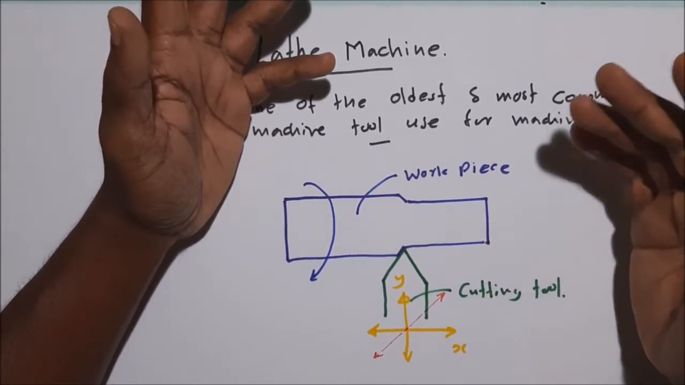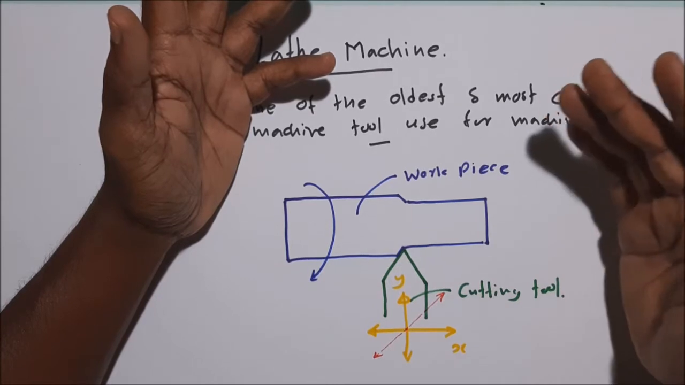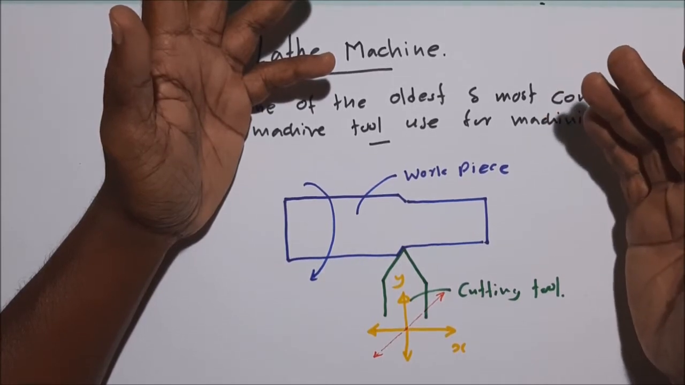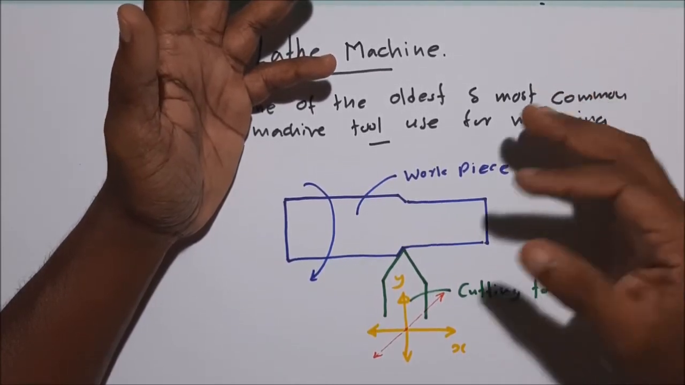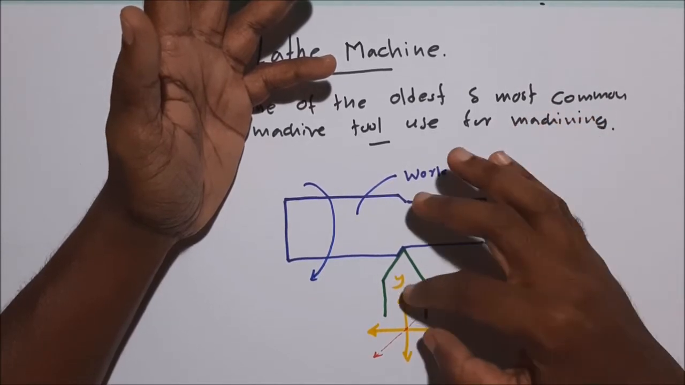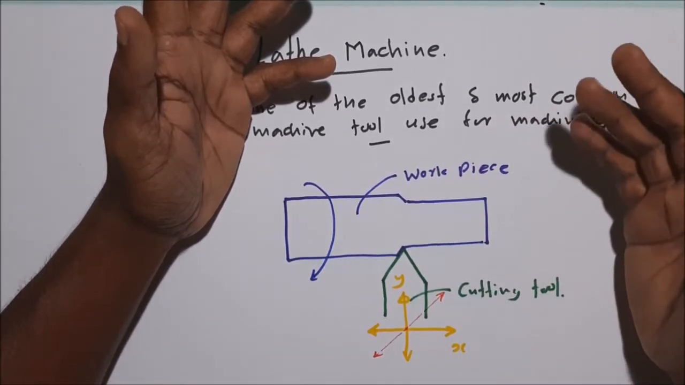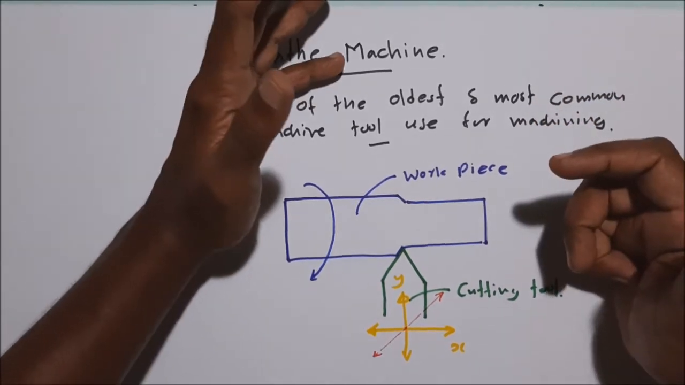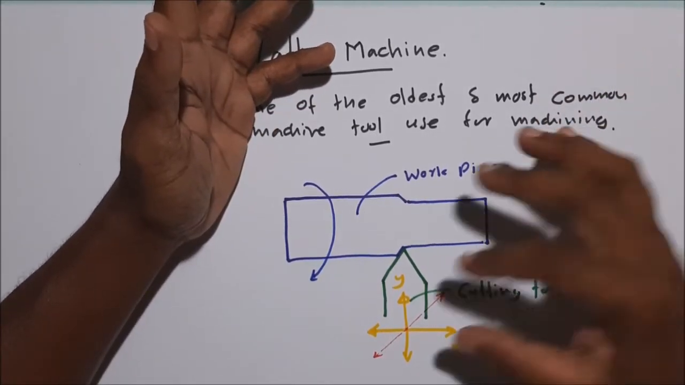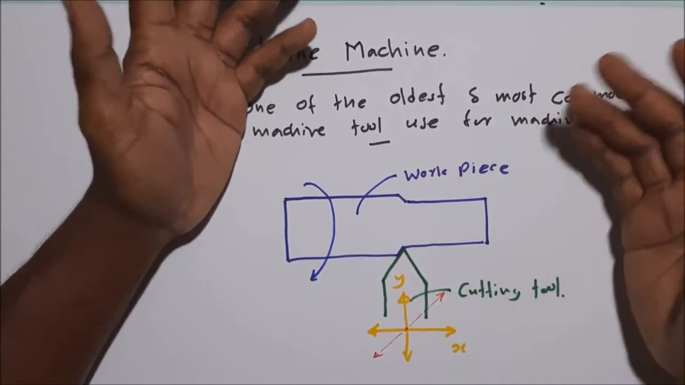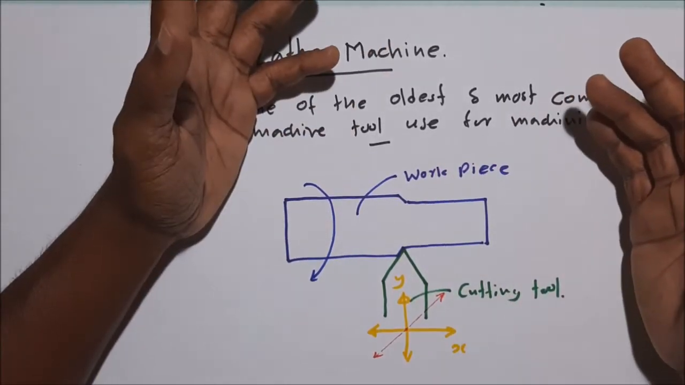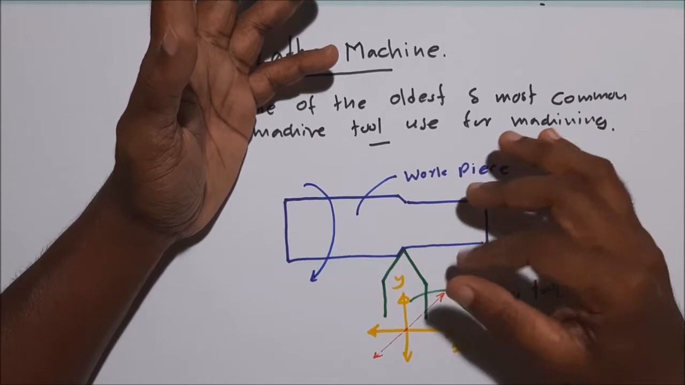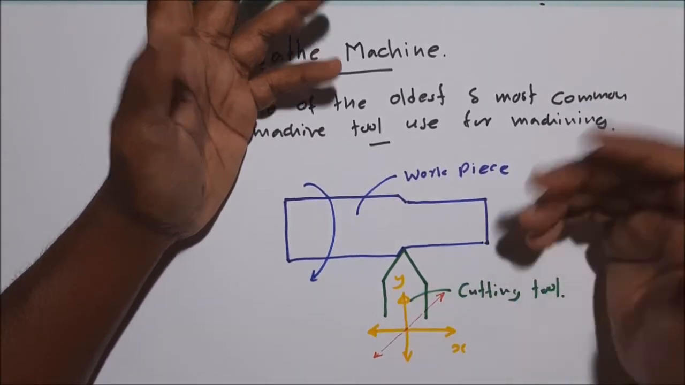The exception is the profile turning operation, in which the tool is fed simultaneously in the x and y directions. Later we can discuss what is meant by profile turning operations. Remember, in most lathe operations the tool is fed along one of the axes.